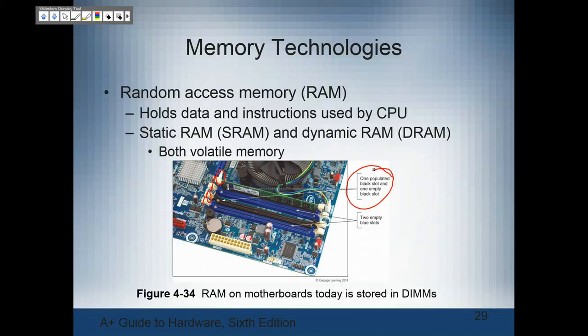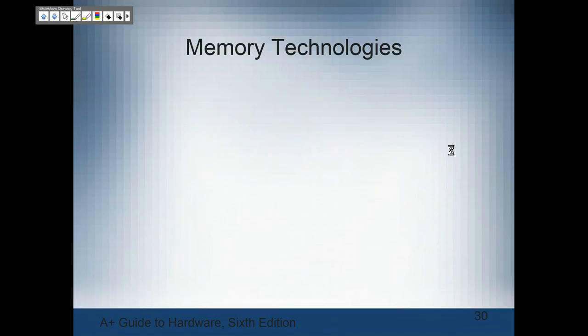The difference is that static RAM costs more. It's going to be faster on the individual motherboard, and doesn't have to be refreshed as much as dynamic RAM. DRAM has to be refreshed on a regular basis, like every clock cycle.